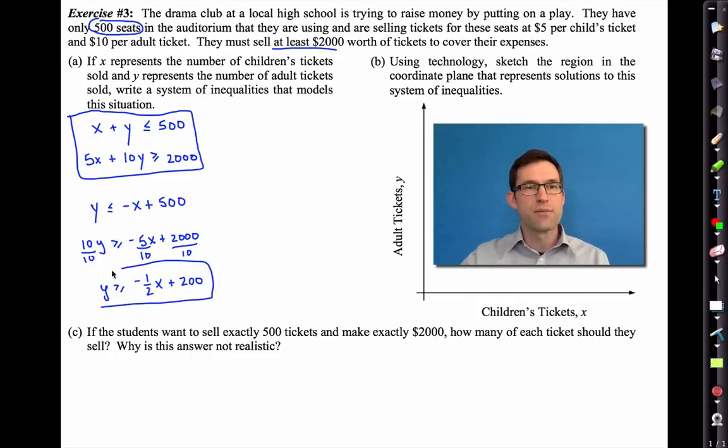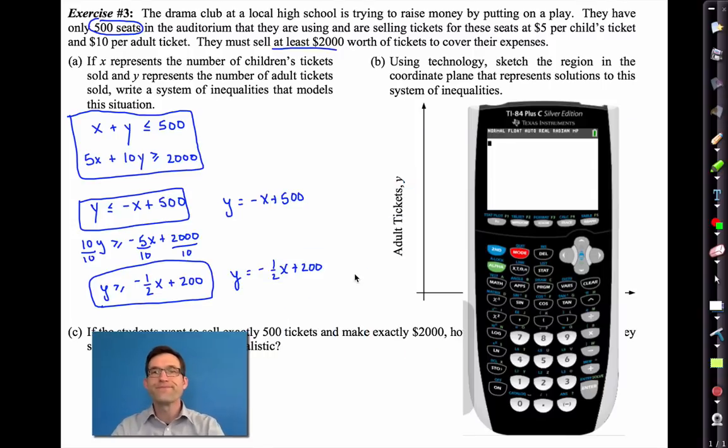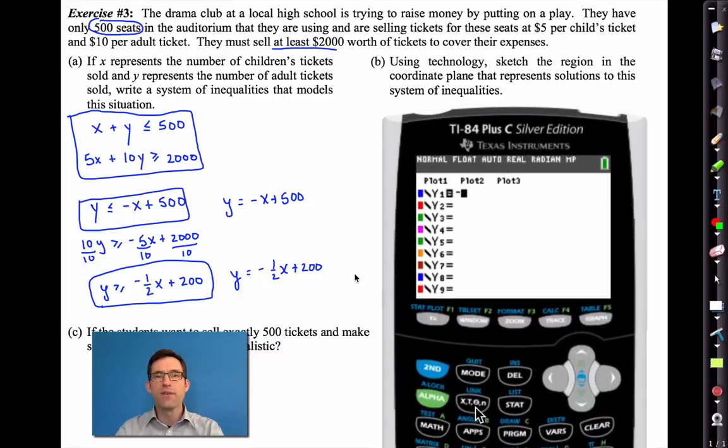It's very helpful to have our system of inequalities rearranged like this, because now we can put the equations y equals negative x plus 500, and y equals negative 1/2 x plus 200, into our calculators. So I'm going to open up the TI-84 Plus now. All right, it's all open. Let's go into Y equals. Okay, we're going to clear out our two equations from before. In Y1, I'm going to put in negative X plus 500. In Y2, I'll put in negative 1/2 times X plus 200.